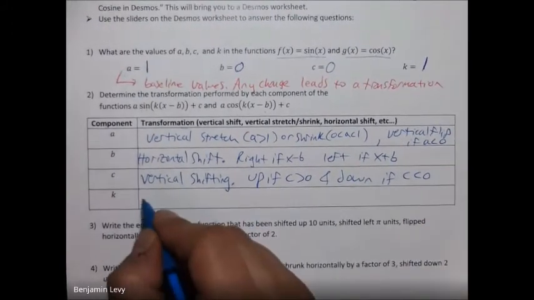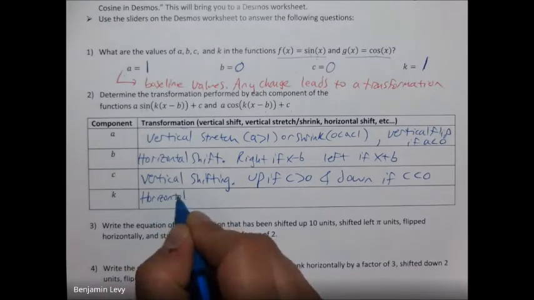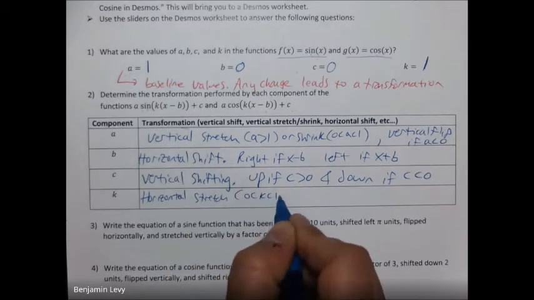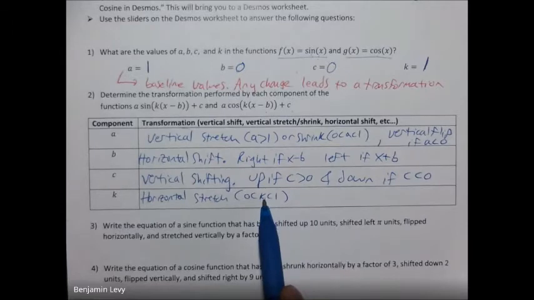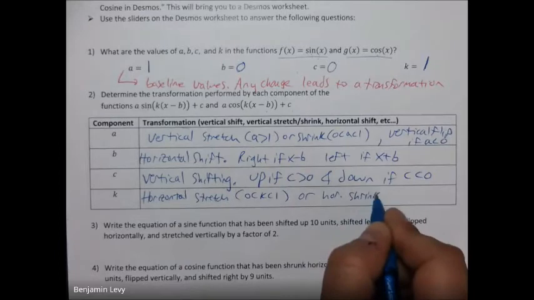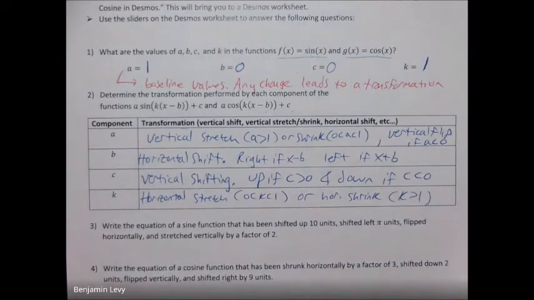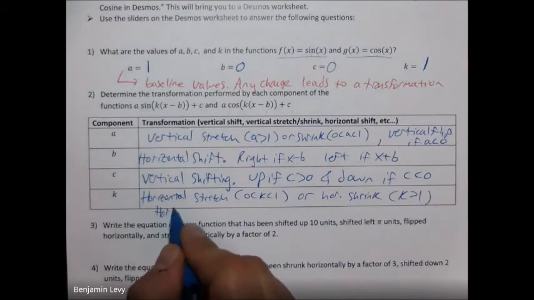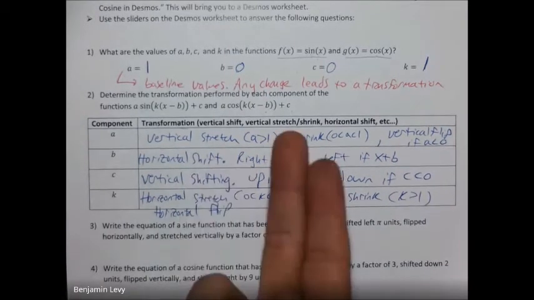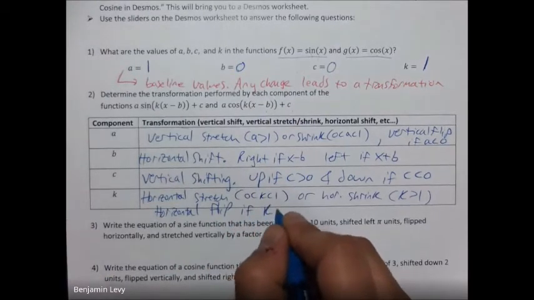it does several things. So this is going to be a horizontal stretch if it happens to be between 0 and 1. Or you think about that opposite for the horizontal things. Or it's a horizontal shrink if k is bigger than 1. And we also see on the Desmos thing that that's going to be a horizontal flip. It's going to flip horizontally like this if k is a negative number.